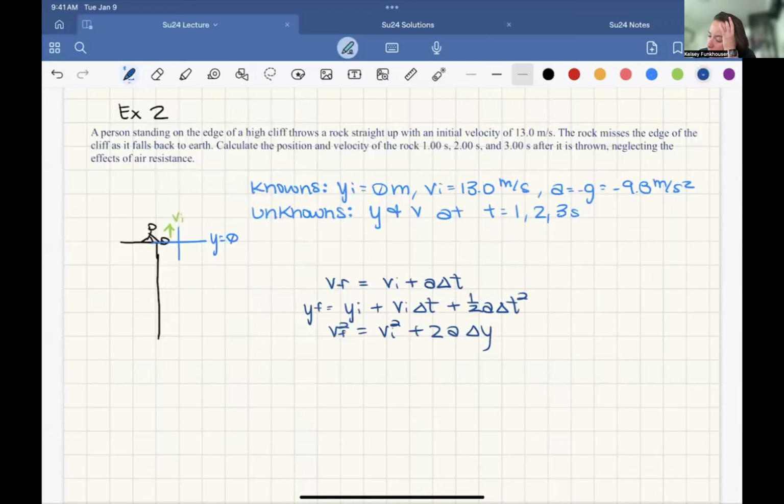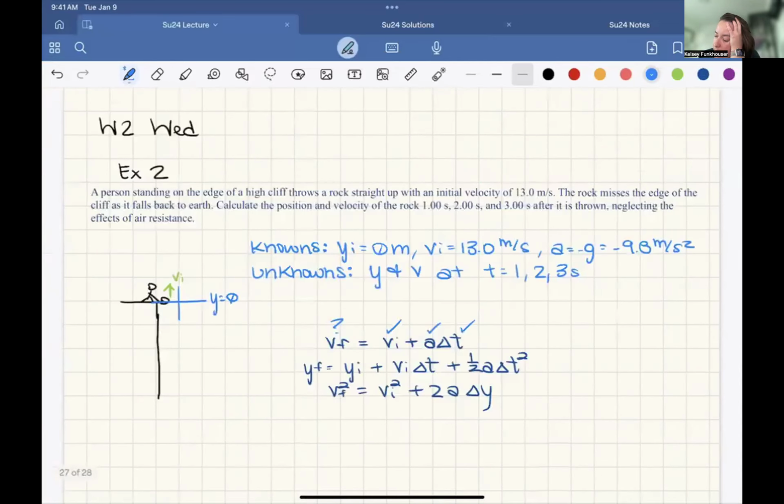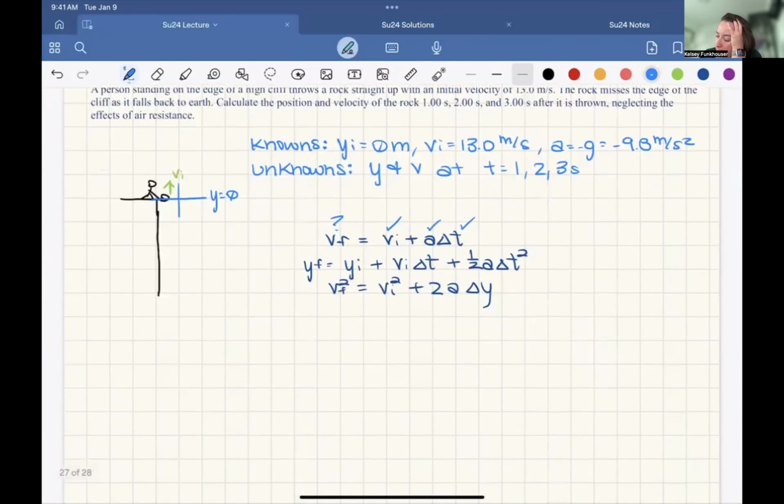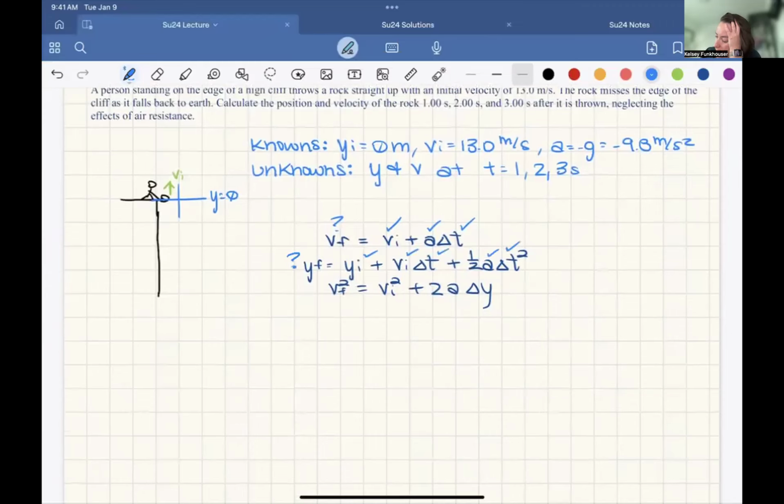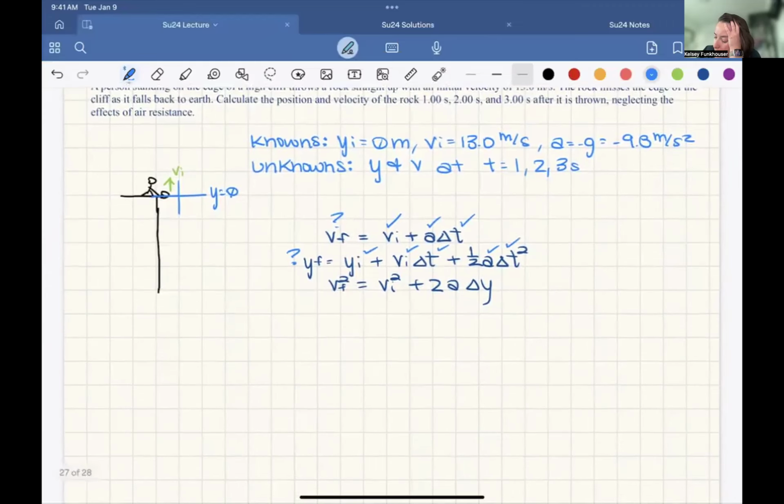So let's take a look at these just quickly to see what we know and don't know and what we want. We want the final velocity. We know the initial velocity and the acceleration, and then we just have three different time intervals. So, okay, we can use that one. We want the final position. We know the initial velocity, and we do have these time intervals, and again, we have the acceleration. For this last one, we want the final velocity. We know the initial velocity and acceleration, but we don't know the displacement. So it looks like we probably won't use this equation.